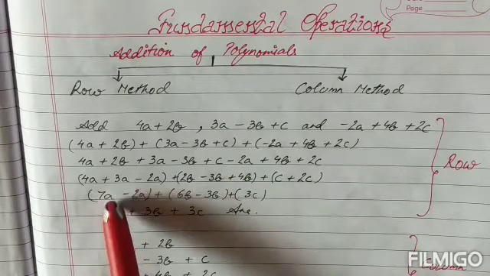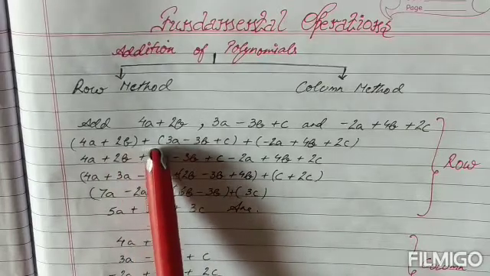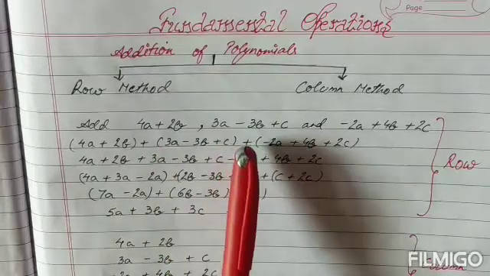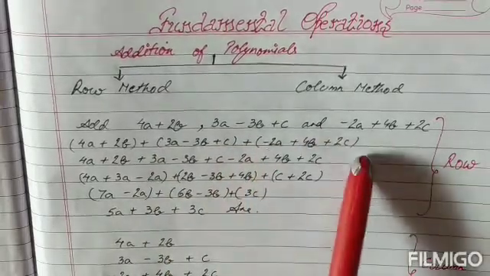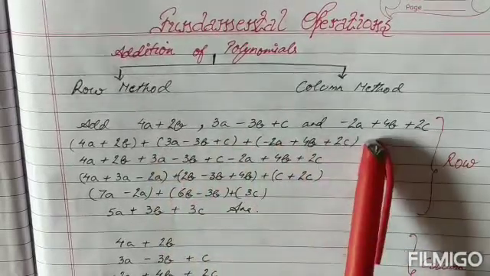So we begin with the first question, children. It's an example that I have taken. You have to add polynomials, right? That is 4a plus 2b, then 3a minus 3b plus c, and the third one is minus 2a plus 4b plus 2c. Now these have to be added together.